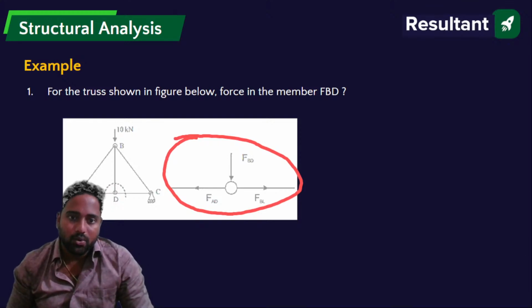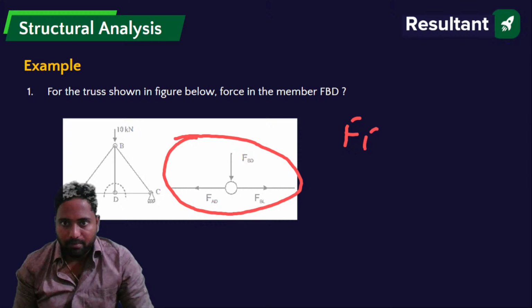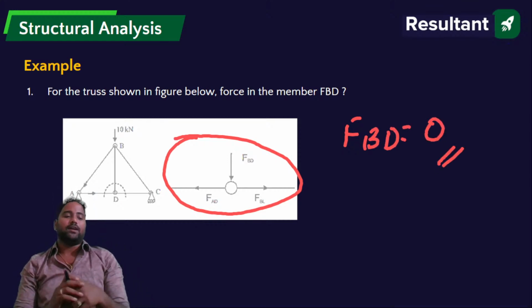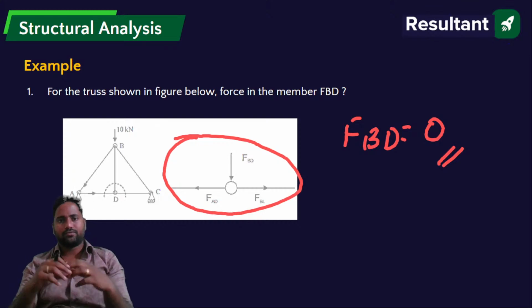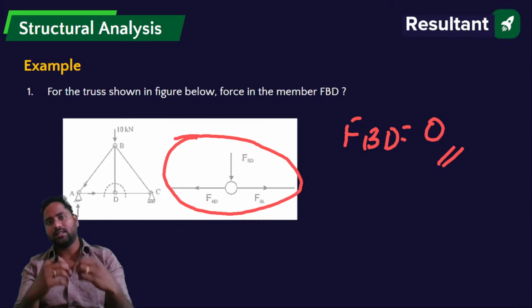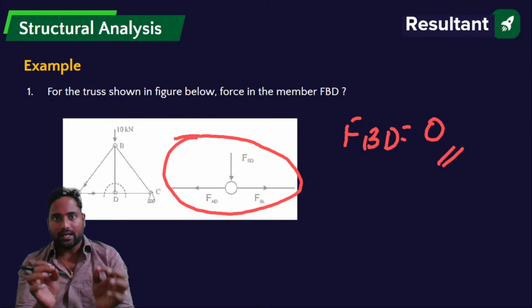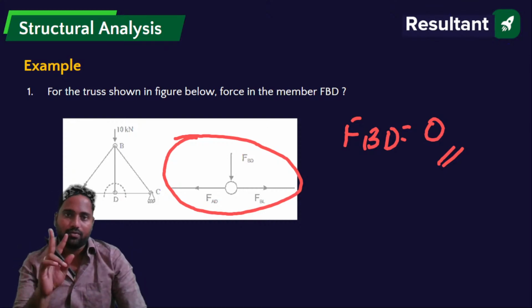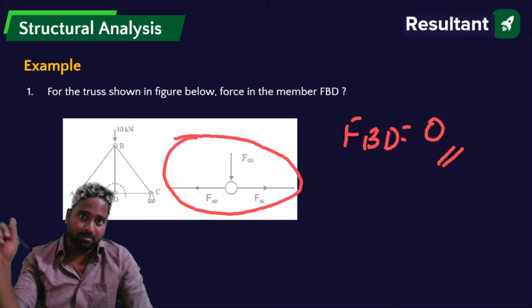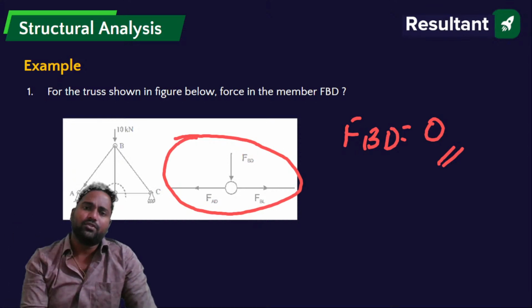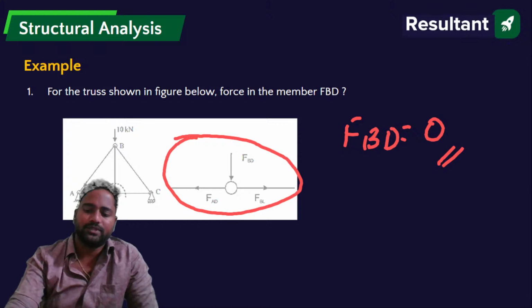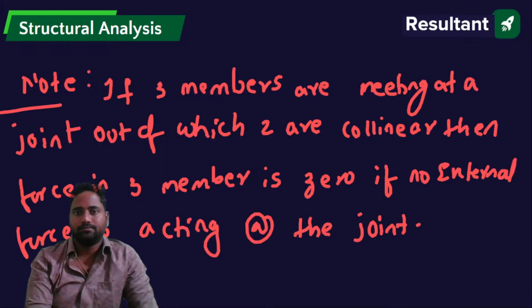So directly by looking at the question, you have to say FBD equals 0. This is the idea. This will help you because instead of solving external reactions and taking the equilibrium of a joint, if three members are meeting, out of which two are collinear, that means in the same line, then force in the third member is 0. That is your note over here.